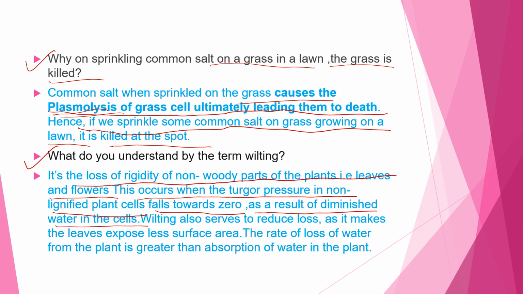Now wilting also serves to reduce water loss, as it leaves the leaves exposed to less surface area. So the rate of water loss from the plant is also decreased, and the plant's water loss becomes less than the absorption of water. When the plant's non-rigid parts droop, the exposure to water loss is reduced and hence it is balanced.